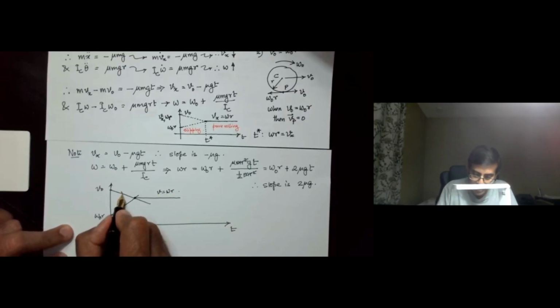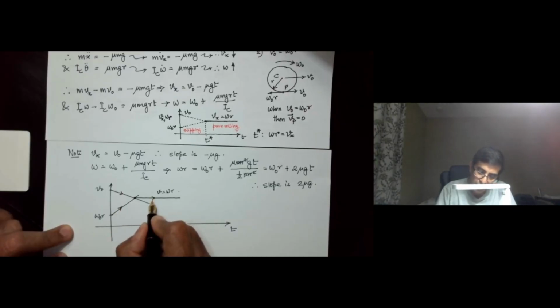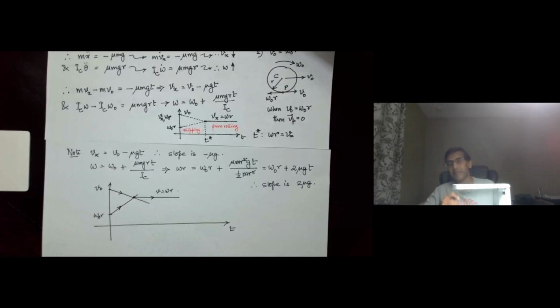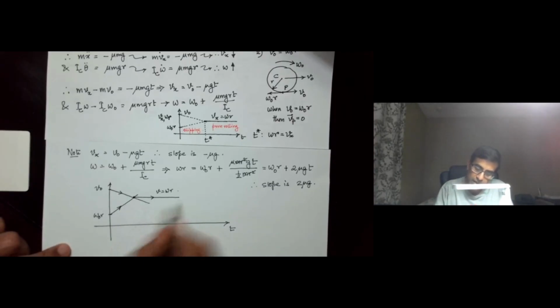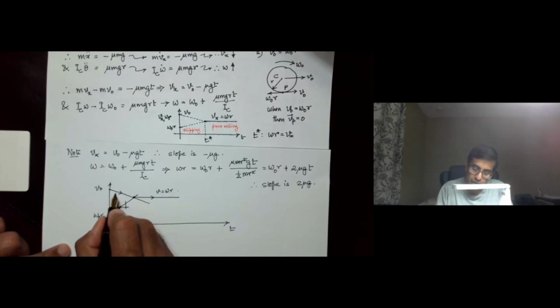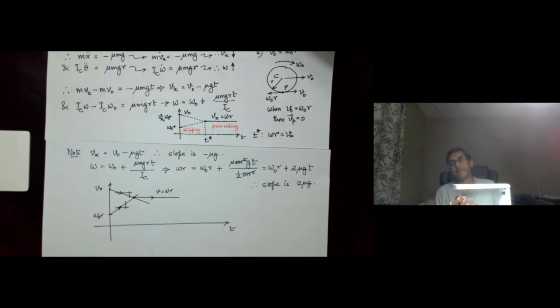So the linear velocity goes this way, the angular velocity goes that way, and then once the rolling condition is reached, then the velocity and the angular velocity don't change anymore. So this slope is going to be 2 times this slope. Okay. So that's another observation.